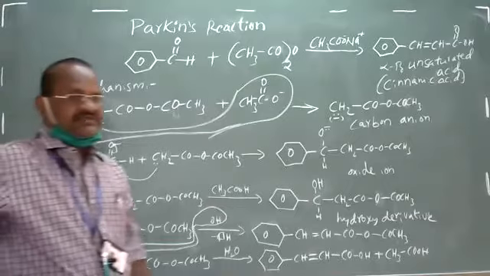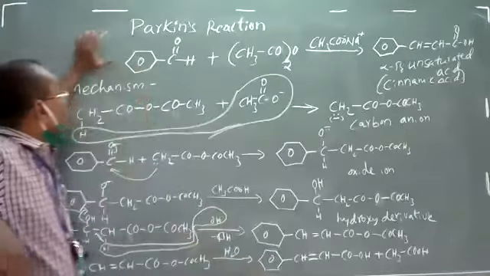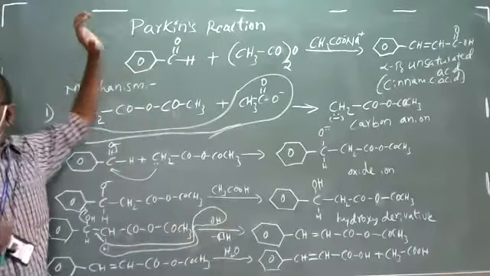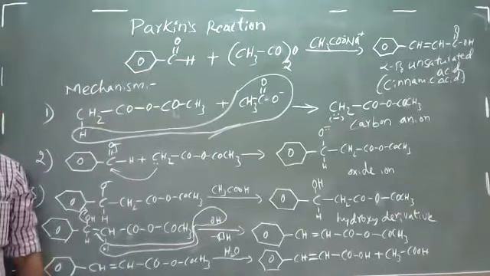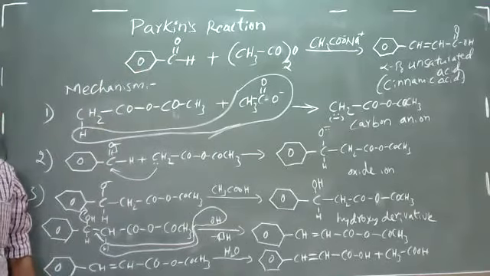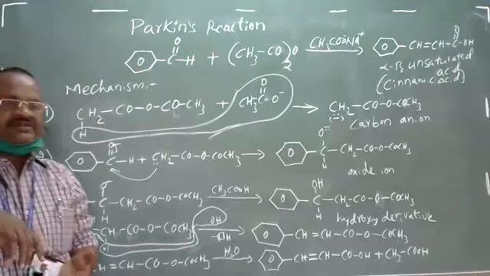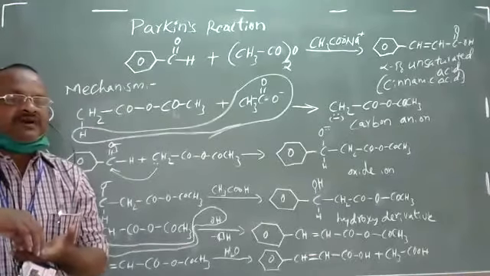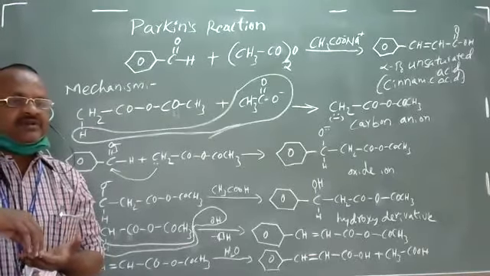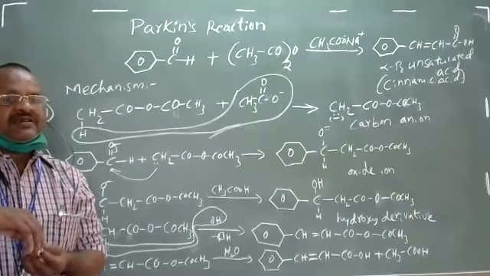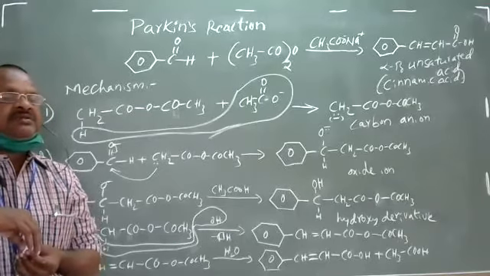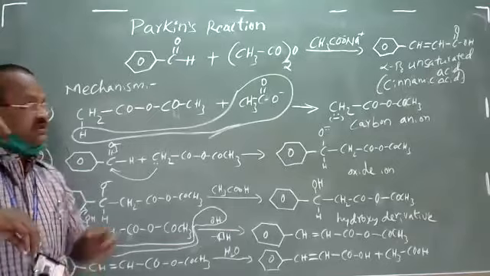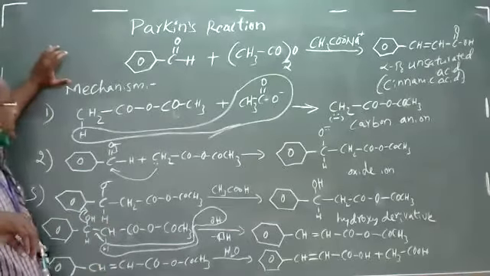Clear? I'll summarize this once again. The Perkin reaction is a reaction in which benzaldehyde reacts with acetic anhydride in the presence of sodium acetate to form an alpha beta unsaturated acid, which is commonly called cinnamic acid. This reaction is known as the Perkin reaction.